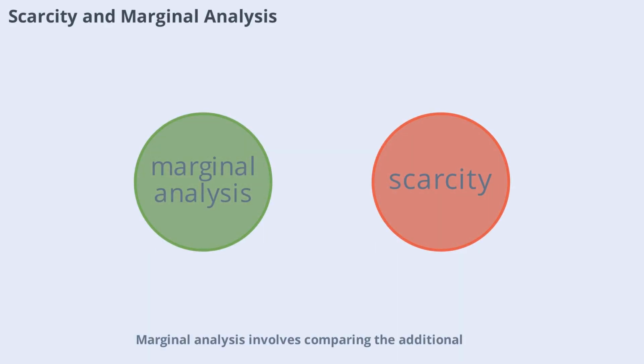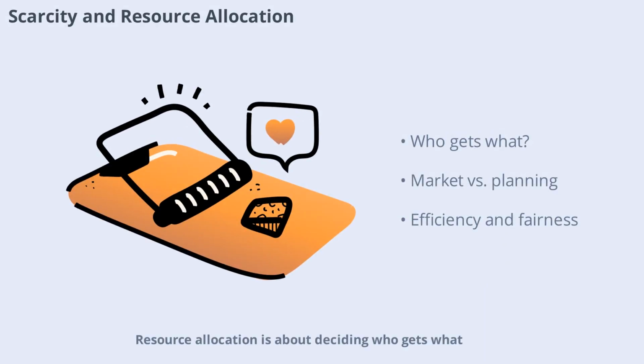Marginal analysis involves comparing the additional benefits and costs of a decision. Scarcity makes this analysis important as we want to get the most out of each resource. By thinking at the margin, we can make smarter choices about how to use what we have. Resource allocation is about deciding who gets what. Scarcity means not everyone can have everything they want, so societies develop systems like markets or government planning to distribute resources. The goal is to allocate resources as efficiently and fairly as possible.